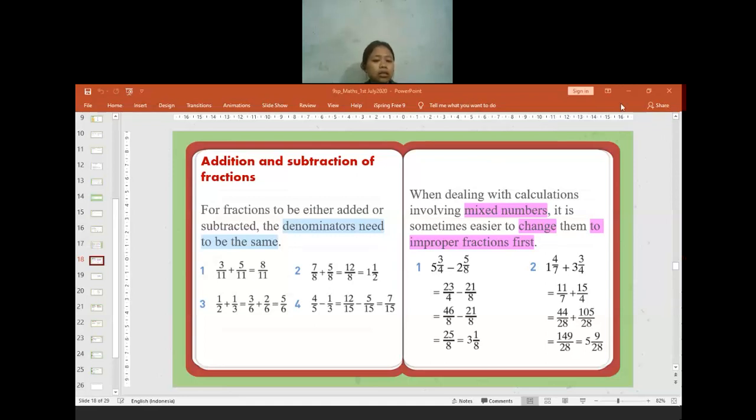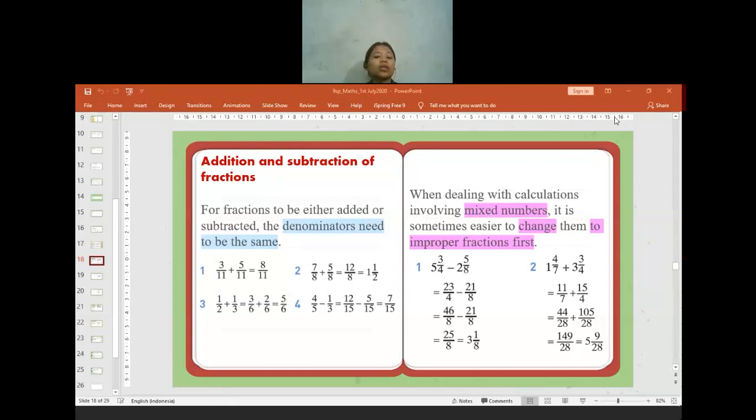Teacher, we also need to use mixed number, right? Can we also use mixed number if the answer is improper? If the answer is a mixed number, you can keep it as a mixed number. If the question is asking to give your answer in the simplest form, it means the answer cannot be an improper fraction. It has to be a proper fraction or mixed number.